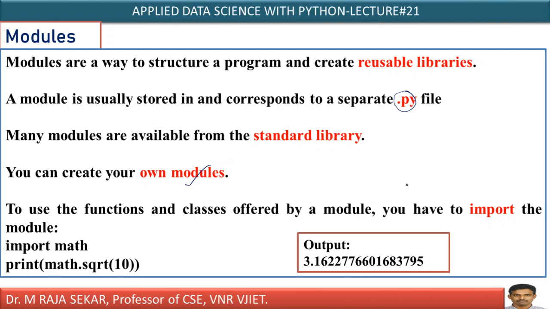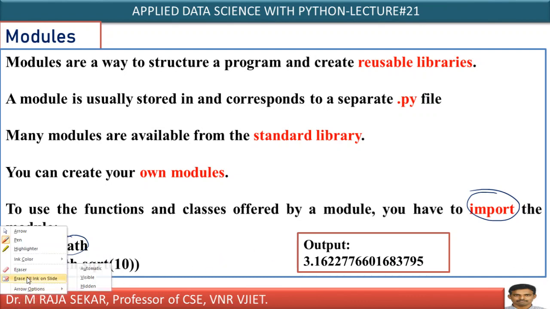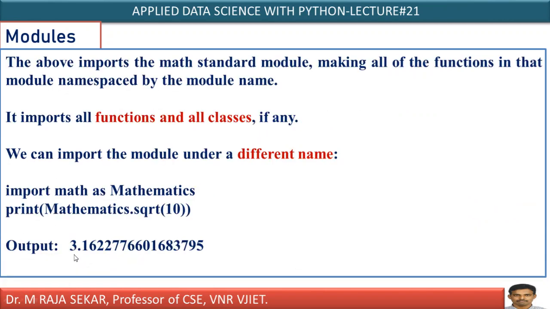We can import a module by using a keyword known as import. Import is a keyword which is helpful for importing a module. For example, import math. Math is a built-in module. Import math, print math.sqrt of 10, the square root of 10. Math is the module name, sqrt is the function name. Therefore, it will give some output, something like 3.16.